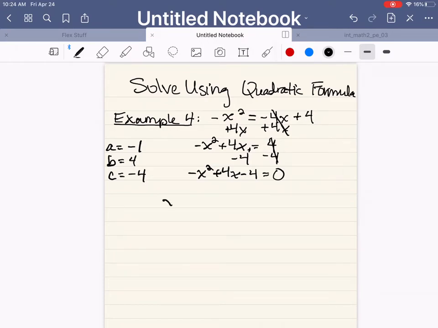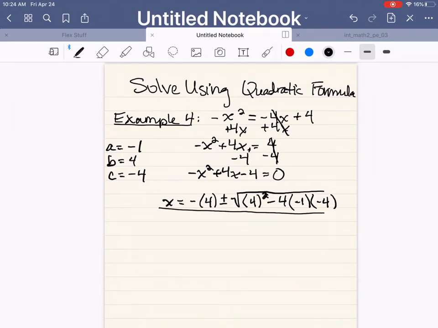So we have x equals negative b, so that's our opposite b. Negative 4 plus or minus radical b squared. B is 4 squared. Oh, there's lots of 4's in this one. Minus 4 parenthesis a, which is negative 1, times c, which is negative 4, and then all over 2 times a, which is negative 1.